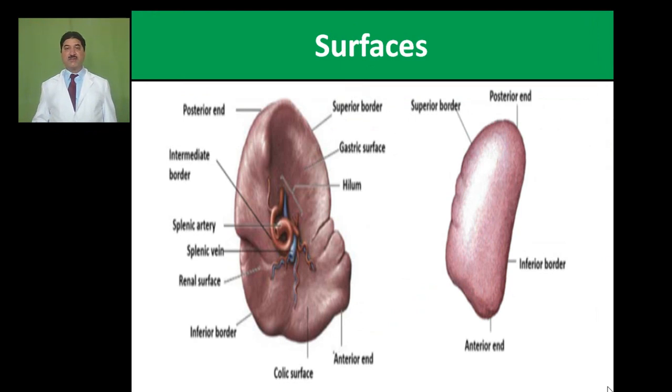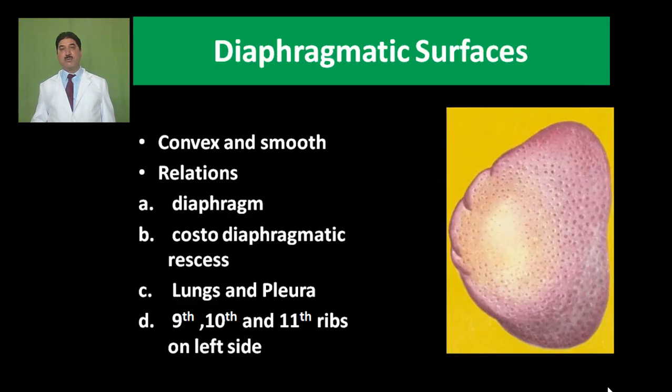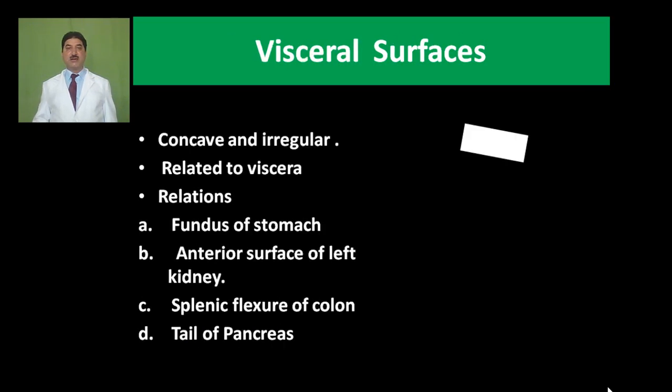The spleen has two surfaces. The visceral surface, which is irregular, is related to the various viscera, and the diaphragmatic surface, which is smooth, is related to the undersurface of the left dome of the diaphragm. The diaphragmatic surface is convex and smooth. It is related to the undersurface of the diaphragm, the costodiaphragmatic recess, lungs and pleura. It is also related to the 9th, 10th and 11th ribs on the left side.